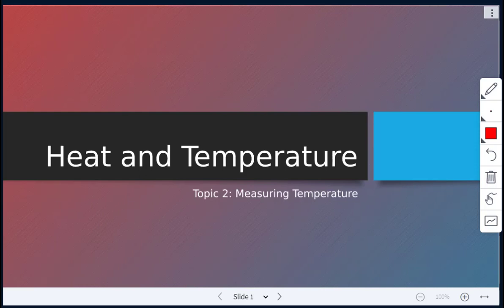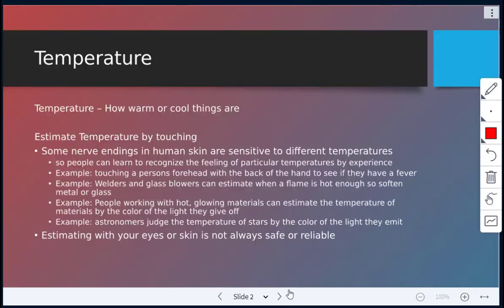Okay, so our next topic is measuring temperature in our heat and temperature unit. So what is temperature? Temperature is basically how warm or cool things are. And we can estimate temperature by touching, which is still done today. It was done in the past.